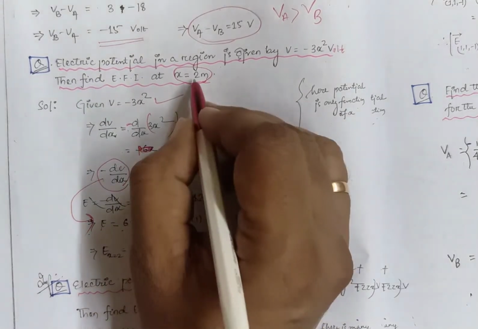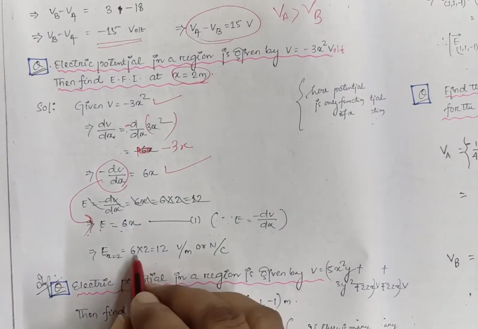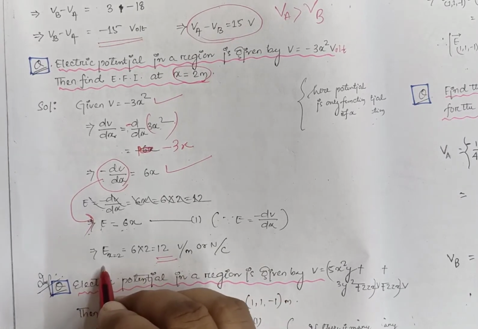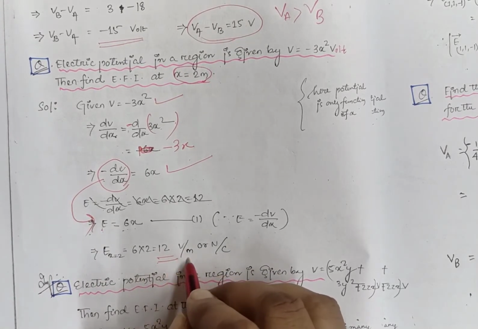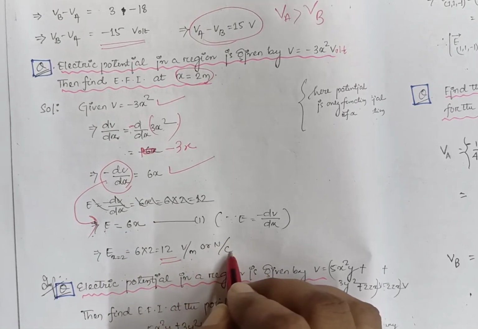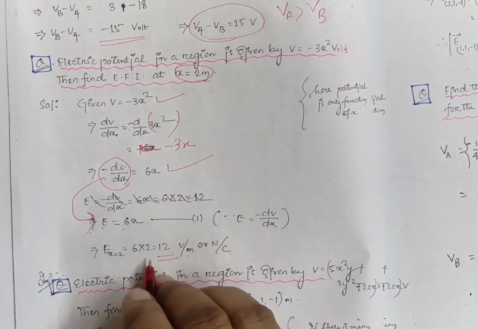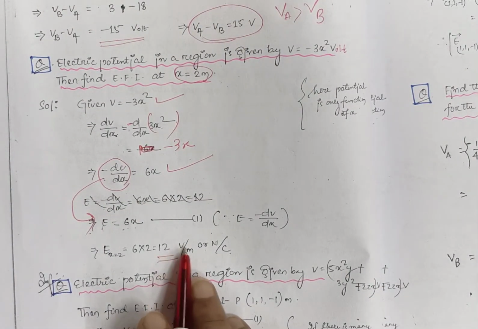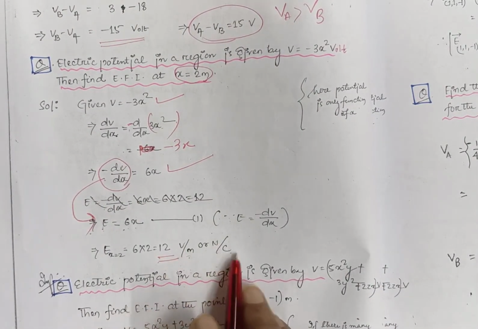Put the value of x, 2 meter, as in the question. So your final answer is 12. You can put the SI unit of intensity: either volt per meter, or you can also put Newton per coulomb. Both are correct. So your answer is, electric field intensity at x equal to 2 meter is 12 volt per meter or Newton per coulomb.